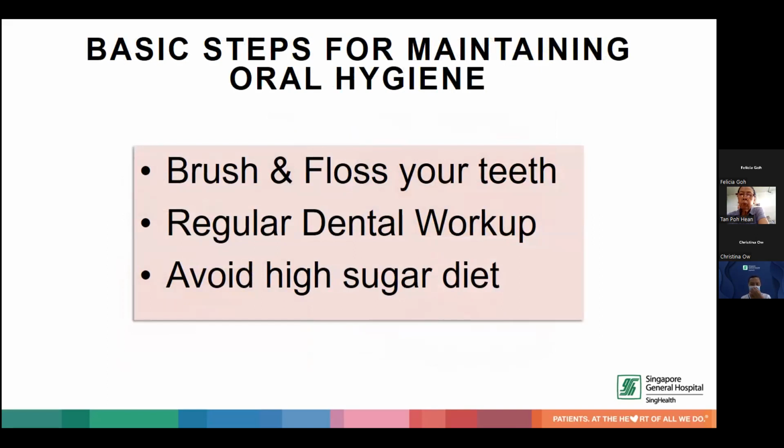Basic steps for maintaining oral hygiene. Well, basically, as we know, you have to brush your teeth, floss your teeth, and have regular dental checkups. I mean, you have to visit the dentist. Then avoid a high sugary diet. Eat in moderation. Okay, less sugar.